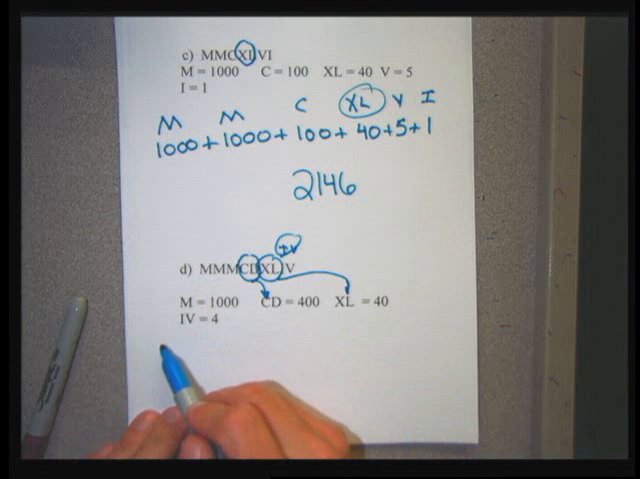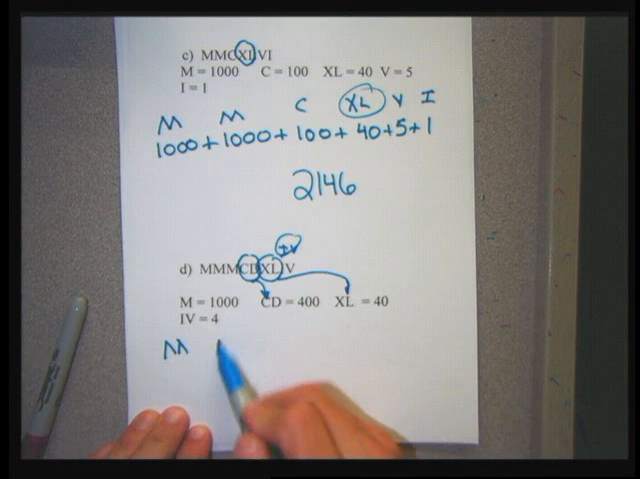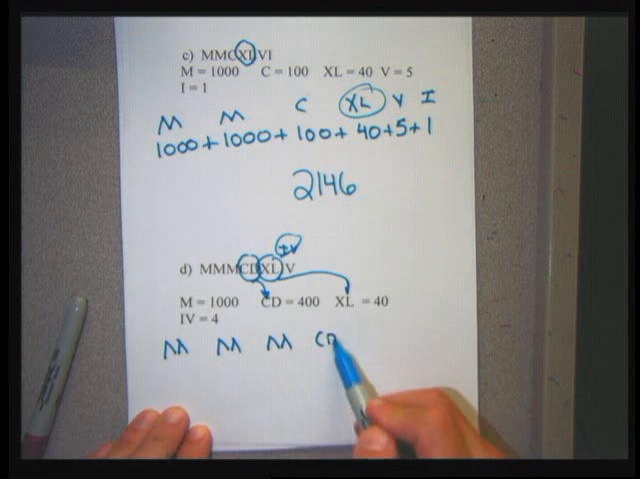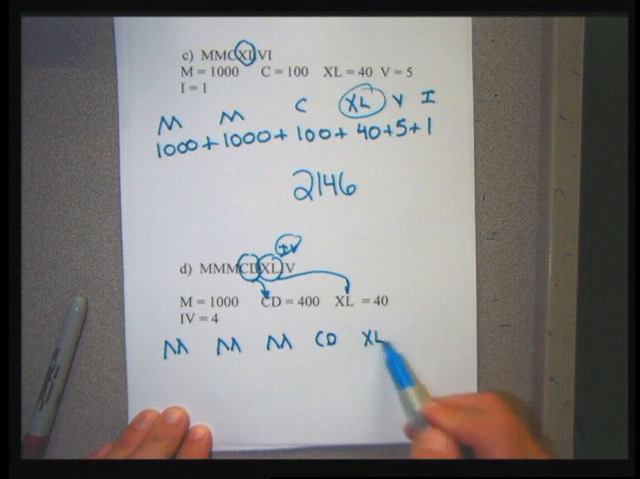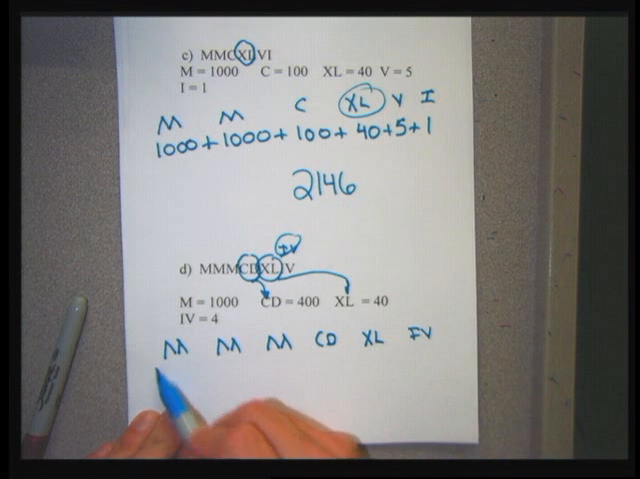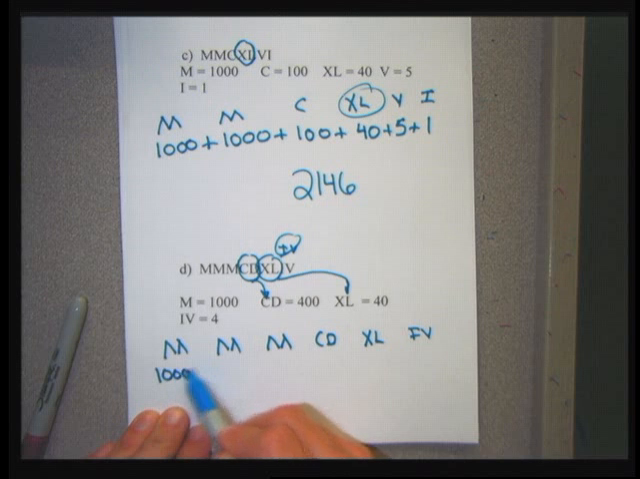So when I write this problem down, the pieces that can be written separate are the three M's. The CD needs to be tied together because they're in that backwards order. The XL and the IV need to be tied together. Each of the M's, there's three of them, each stands for 1,000.